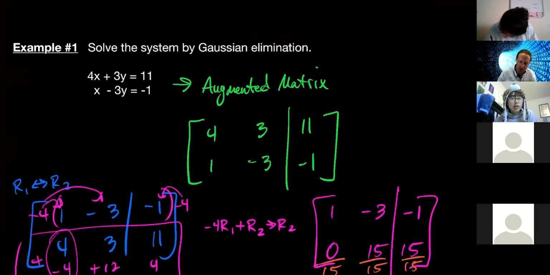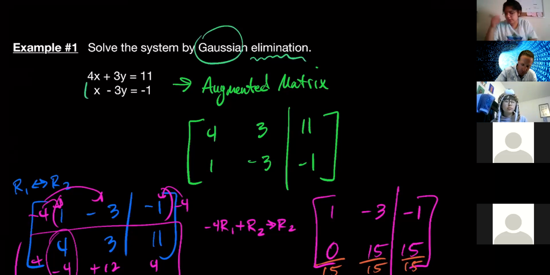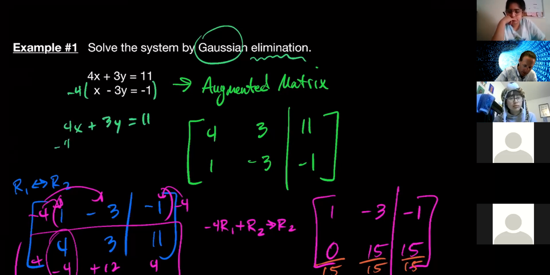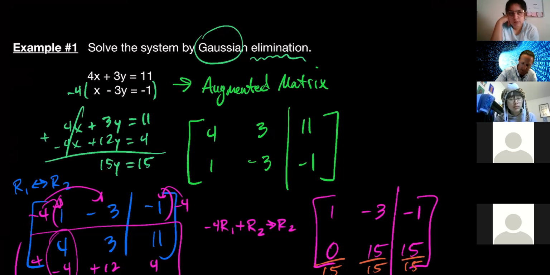Guys, if you don't quite understand what I just did, remember, you can still solve this using regular old elimination, not Gauss's method. You could have multiplied this whole thing by -4 and got 4x plus 3y equals 11 on top, -4x plus 12y equals 4 on bottom, added to get your 15y equals 15. Does that look familiar? It's exactly what we had here.